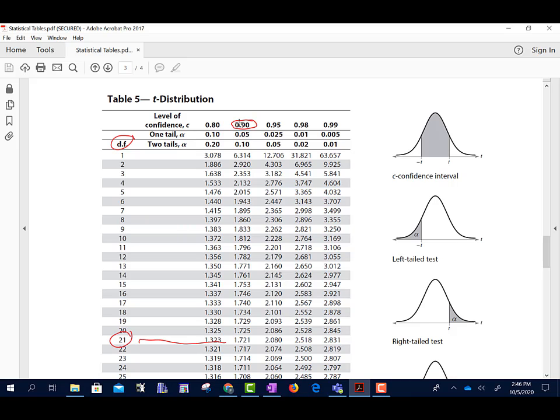So what I'm going to do is go here and here. I want you to look at my confidence interval right here. It's going to look like this, and we're going to have two t values. One will be negative, one will be positive. The positive value is 1.721.